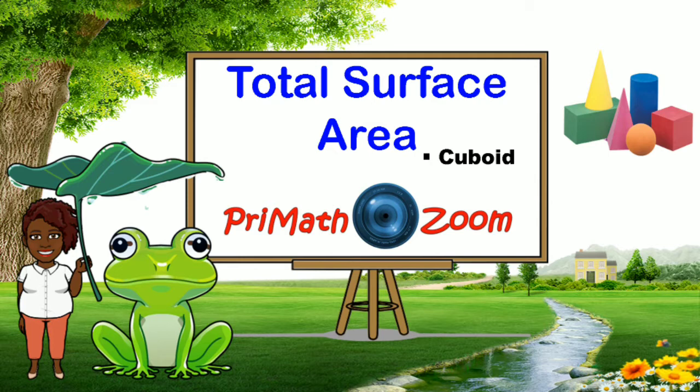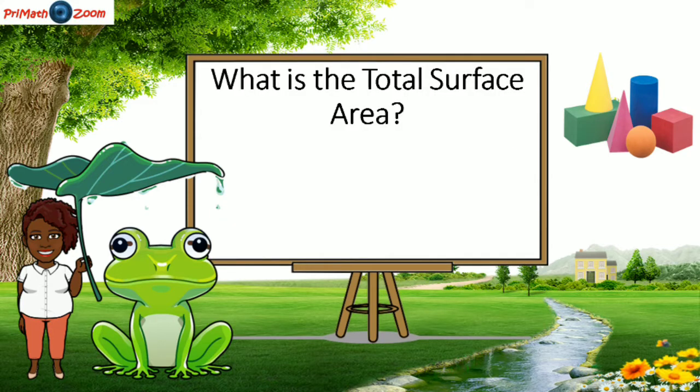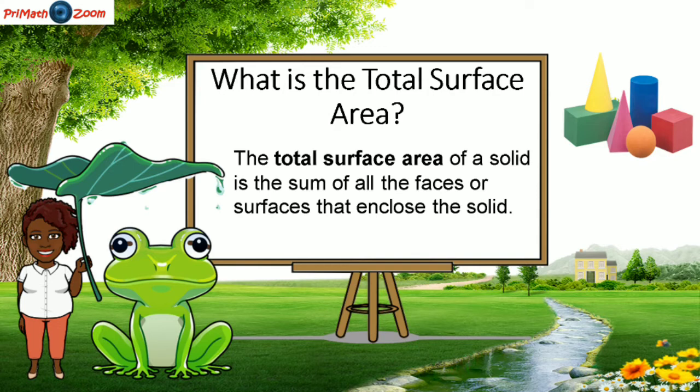In this lesson, we will be exploring total surface area and in particular of the cuboid. So let's dive right in. First, we need to know what is the total surface area. The total surface area of a solid is the sum of all the faces or surfaces that enclose the solid. So if you look here to your right, you will see some examples of solid.